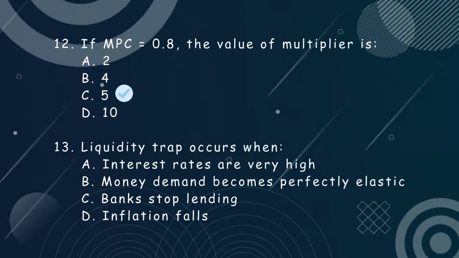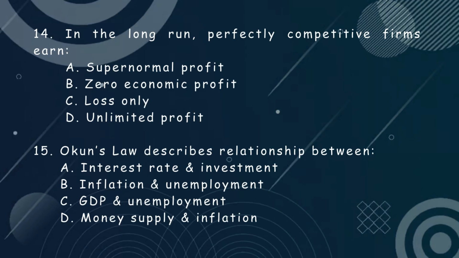Question number 13. Liquidity trap occurs when: A. Interest rates are very high. B. Money demand becomes perfectly elastic. C. Banks stop lending. D. Inflation falls. Answer: B. Money demand becomes perfectly elastic. Question number 14. In the long run, perfectly competitive firms earn: A. Supernormal profit. B. Zero economic profit. C. Loss only. D. Unlimited profit. Answer: B. Zero economic profit.